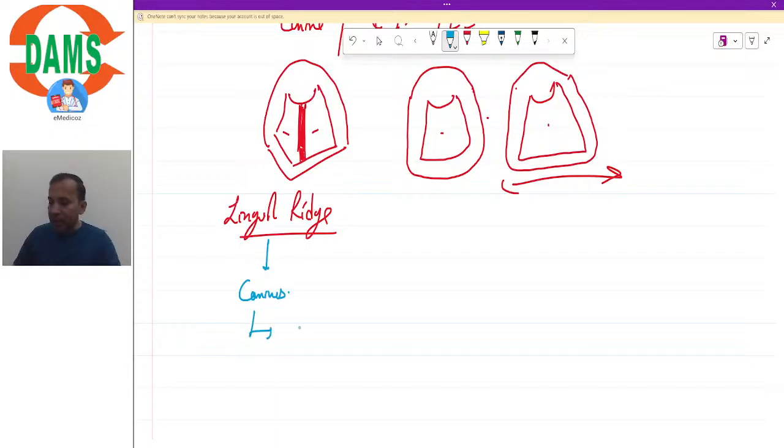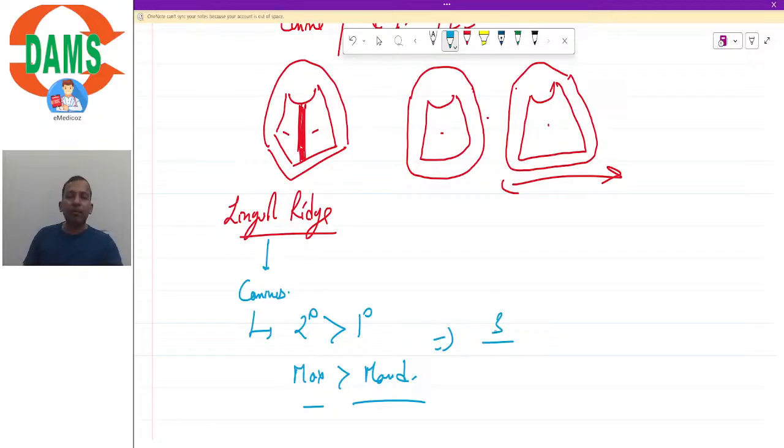So when we talk about canines, it is more prominent in permanent as compared to primary, and it is more prominent in maxillary as compared to mandibular. So obviously it would be most prominent in maxillary permanent canine, right? This lingual ridge would divide the lingual fossa into mesial and distal lingual fossa, isn't it? So which is the mesial lingual fossa and which is the distal lingual fossa? This is the mesial and this is the distal lingual fossa, right?